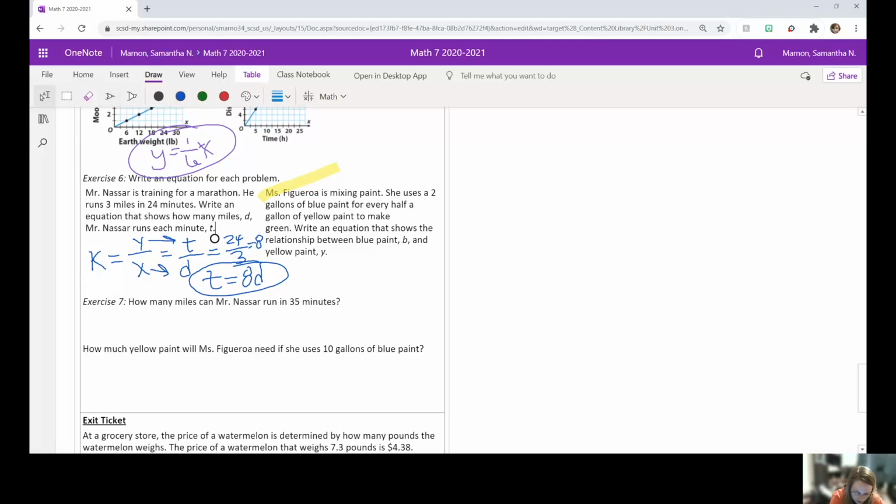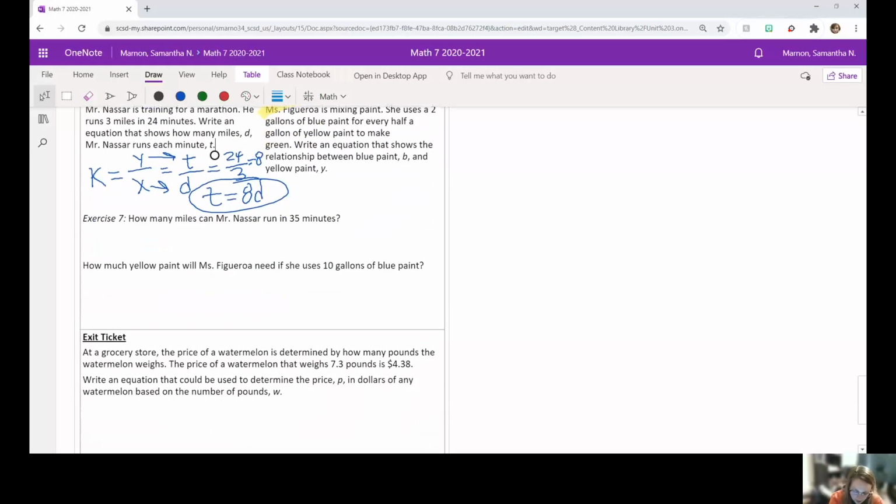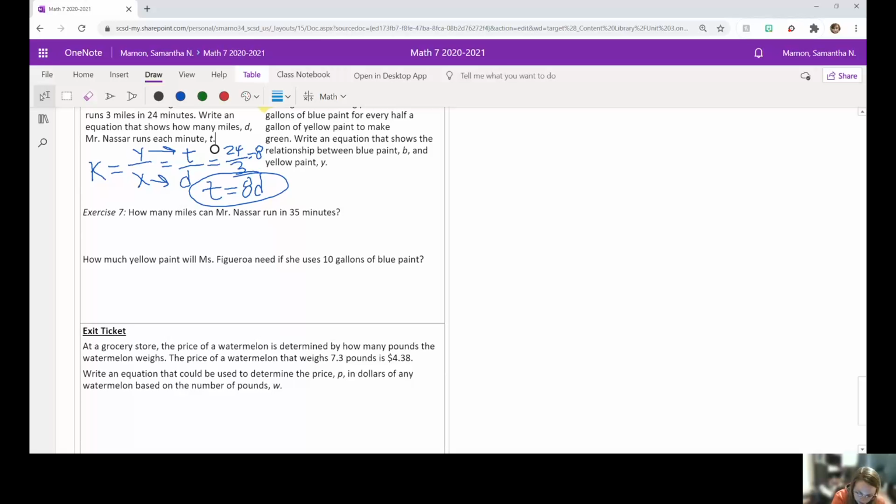Okay, for our next question, it says, how many miles can Mr. Nasser run in 35 minutes? So you can substitute this value in for 35. Now here's what's going to happen though. This is for T for time. I do 35 equals 8D, right? Because we didn't get rid of the D, it's still there. The distance, the miles. That's what we need to figure out.